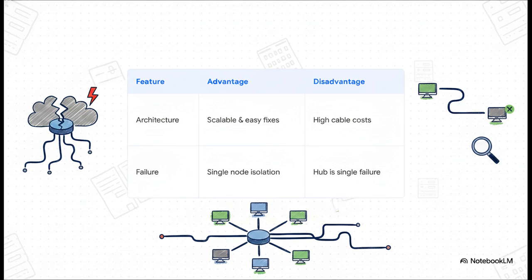Adding a new workstation is literally as simple as plugging in a new Cat6 cable. Troubleshooting is incredibly easy because failures are isolated to a single node. And as for that central point of failure, modern switches are built with crazy high redundancy, backup power supplies, duplicate processors, making the risk incredibly low. This is exactly why the star topology dominates modern local area networks today.